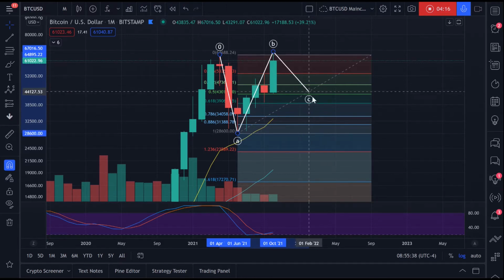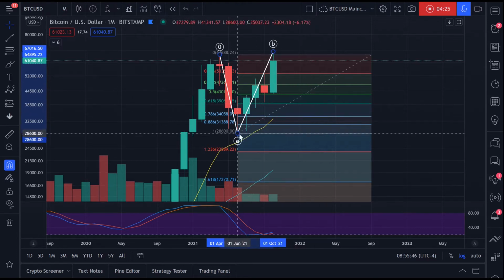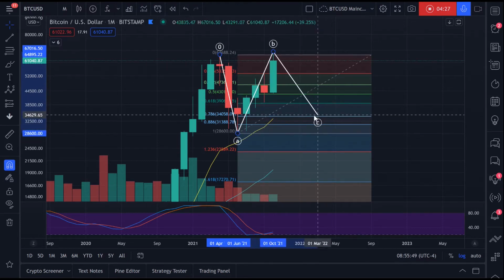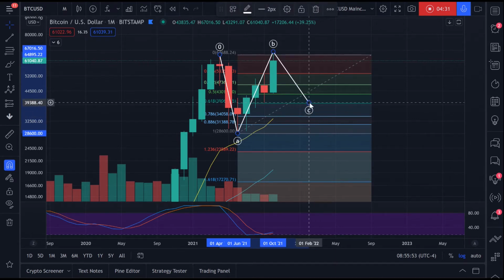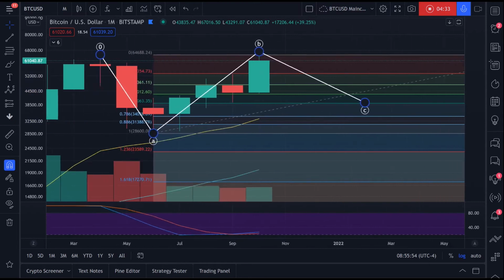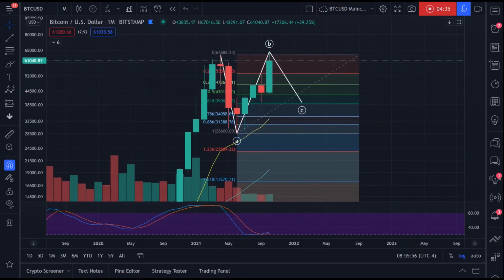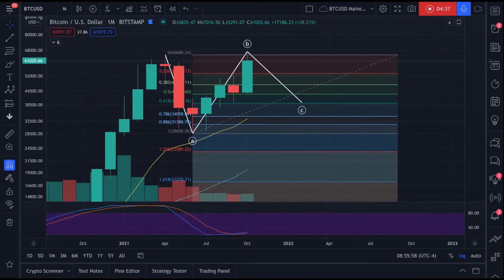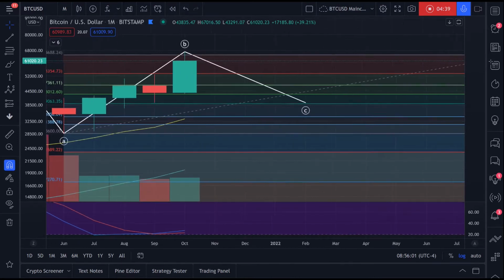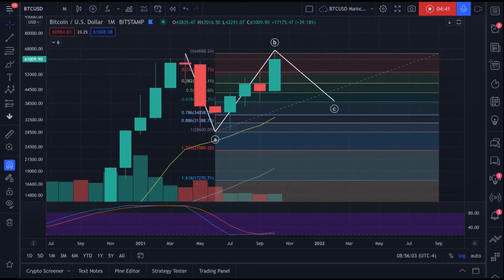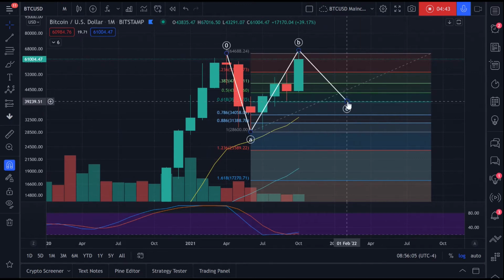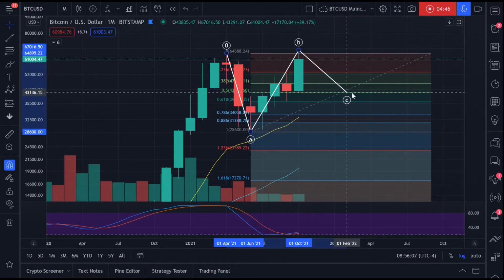Or you can get something called a running flat. And a running flat is something that happens when the C wave ends below the A wave. So it doesn't even go all the way to 1. That's also possible. So I do want to put that on your radar. It is possible that we end at the 618, which is currently at around 39K. Okay? We can even end all the way up here, okay?